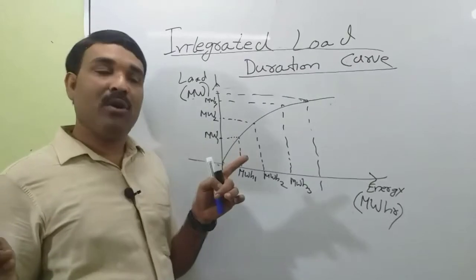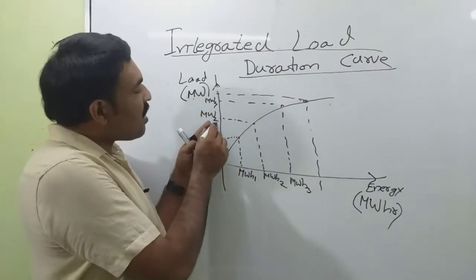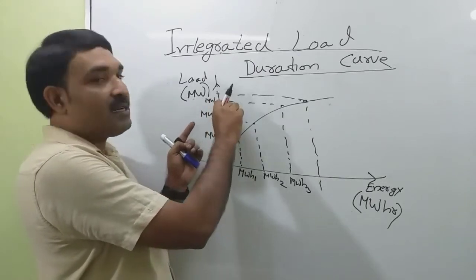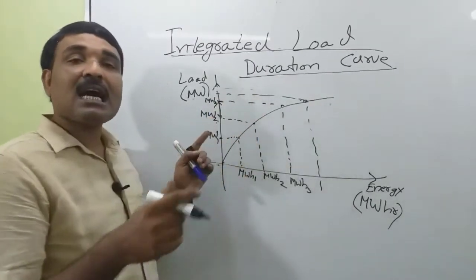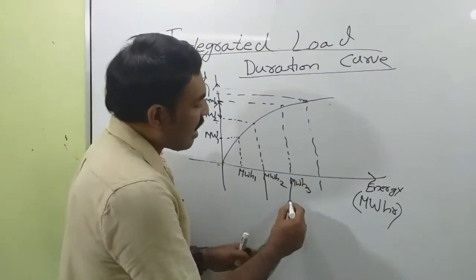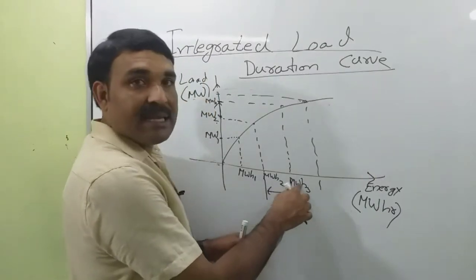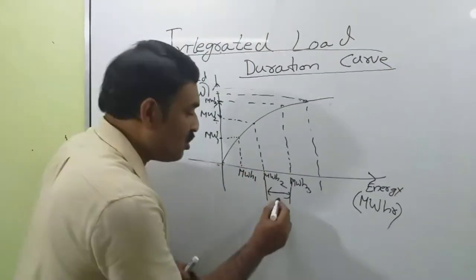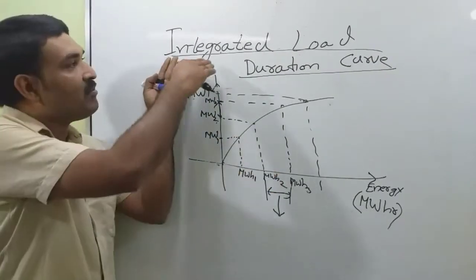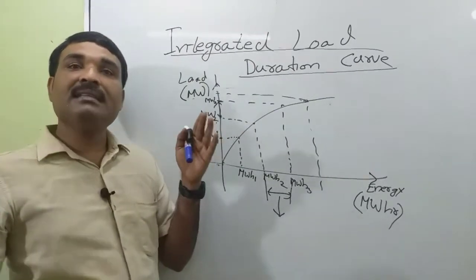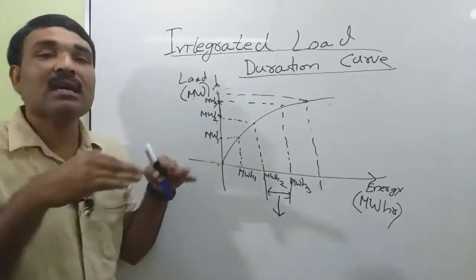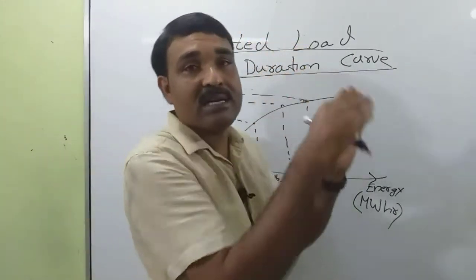Suppose there is a change in load. Load is changed from megawatt 2 to megawatt 3. So this is the change in load, this much value. So what is the corresponding change in energy generated? This difference, that is MWH3 minus MWH2, will give the change in energy generated. From this curve, we can obtain the change in energy generated when there is a variation in load. So that is an advantage of an integrated load duration curve.